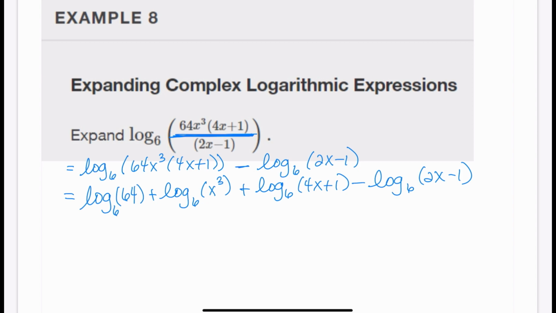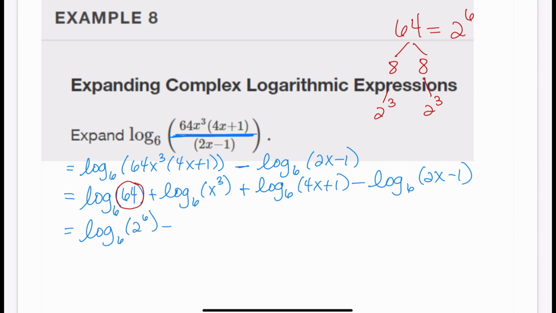And one of the things that I can do is I know that 64 is the same as 2 to the 6th power. And that is because 64 is 8 times 8. 8 is 2 to the 3rd power. So 64 is just 2 to the 6th power. So I can rewrite that as the log base 6 of 2 to the 6th power plus, of course, this one already has a power. I can already tell that I'm going to have to apply the power rule in 2 situations.